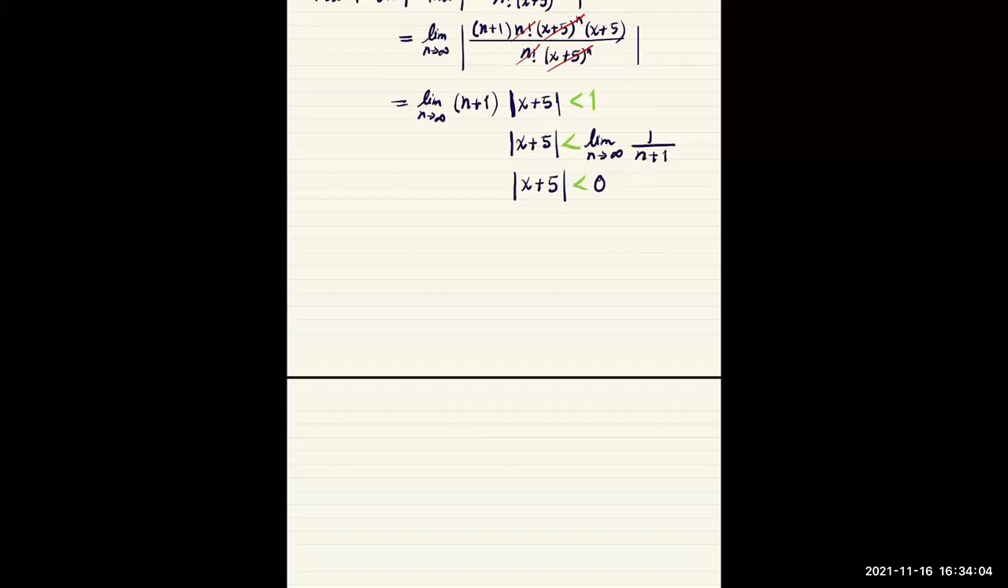Therefore, the radius of convergence is zero. The number that you get on the right-hand side, this thing is the radius. That's the radius. If you interpret this inequality, guys, make sure you're listening. The distance, absolute value is distance, between x and the center, which is -5.